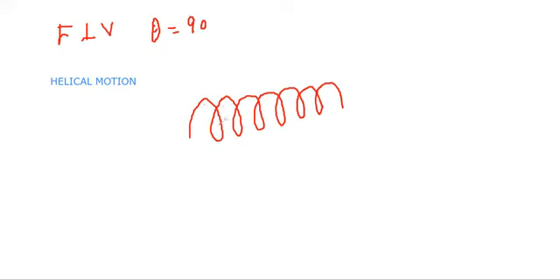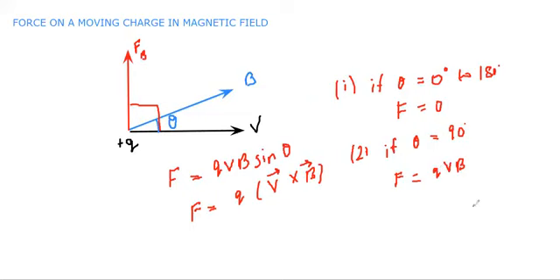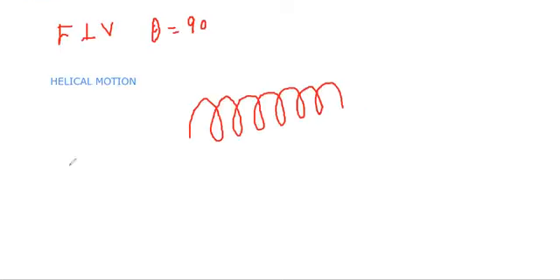So every circular loop would have some radius. We can calculate the radius of that circular motion. We know the force acting on a charged particle in a magnetic field is QVB in that case, and this QVB would be balanced by the centripetal force. So that would be equal to mv square by r, and this r would be the radius of this circular motion. Now you can calculate the value of r. The value of r would be mv by qB.